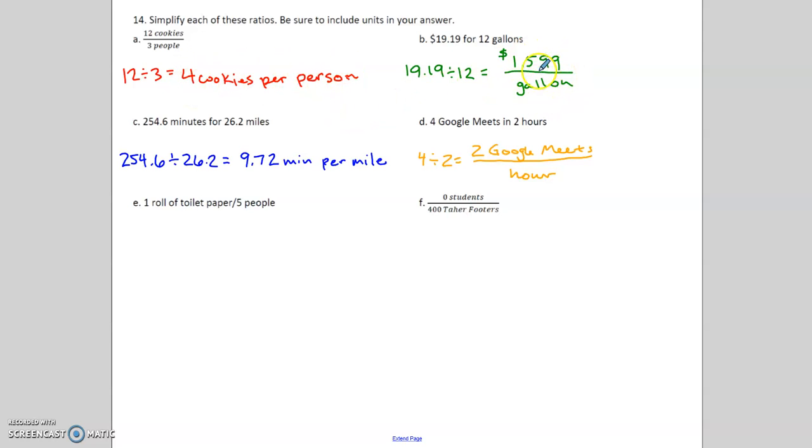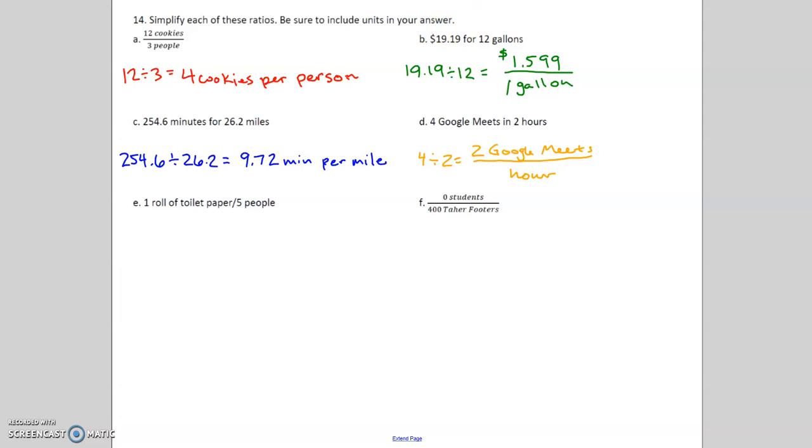Or you could label it with a fraction, and this means $1.599 per gallon. And if you wanted, you could also say that this on the bottom here is 1 gallon, because that's what that means when you divide: you're finding the number of dollars per 1 gallon. And then here, minutes divided by miles is minutes per mile. Google Meets divided by hours is the number of Google Meets per hour. And again, you could write it as a fraction, and you can put a 1 here, meaning that it's per 1 hour. Or if you just leave it like that, that implies that it's the number 1.